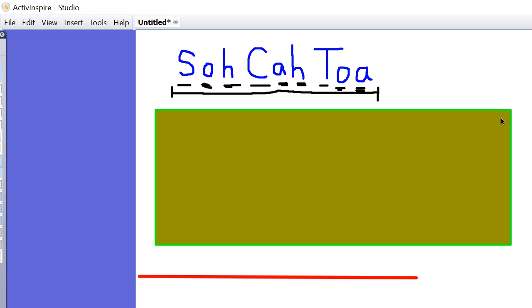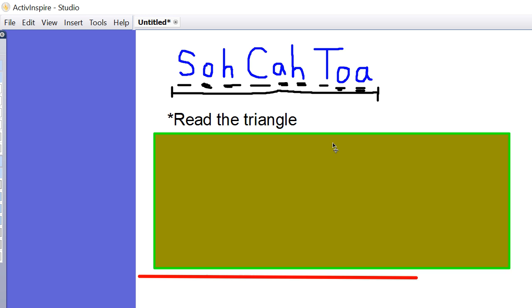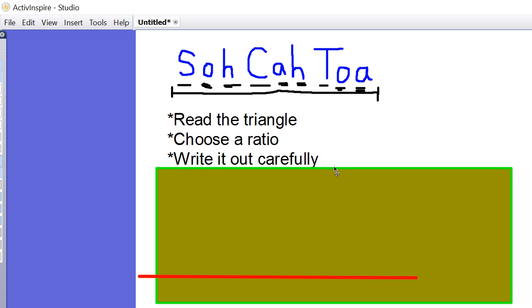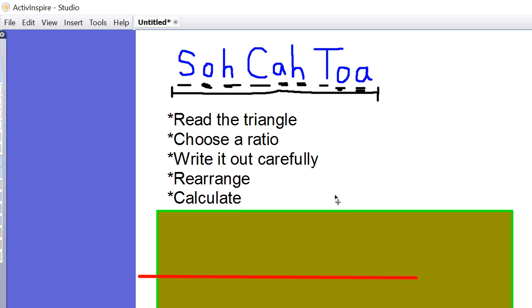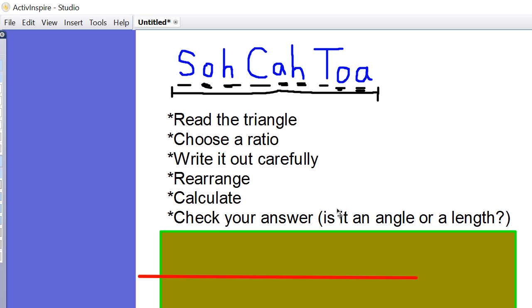And the process is this. Read your triangle, choose your ratio, write your ratio out carefully, rearrange it, calculate it, and then check your answer to make sure. Are you after an angle or a length? So let's try some examples, and I'm just going to show you that no matter what kind of question it is, you always start the same way. To begin with, we're just going to look at this part here: reading a triangle, choosing a ratio, and writing it out carefully. And then we'll go on from there.